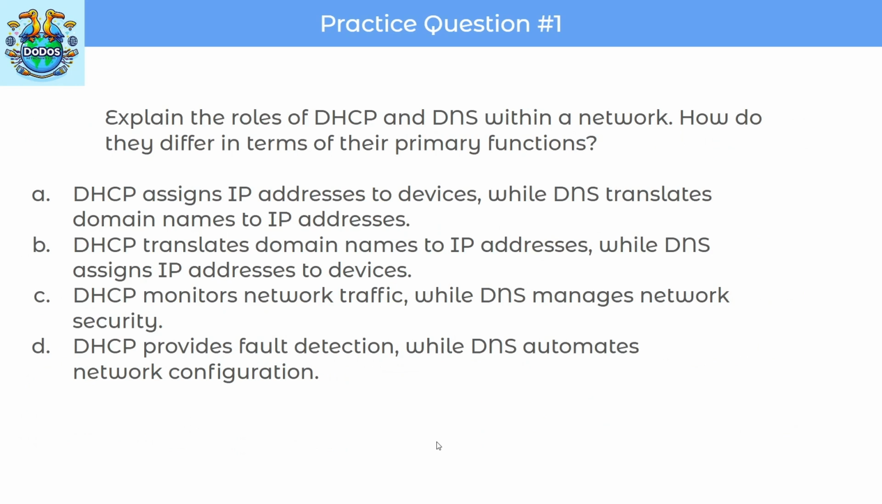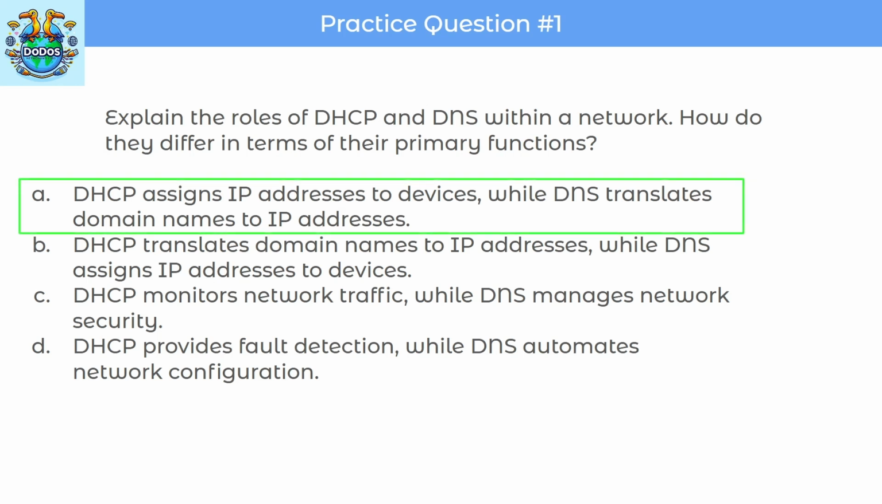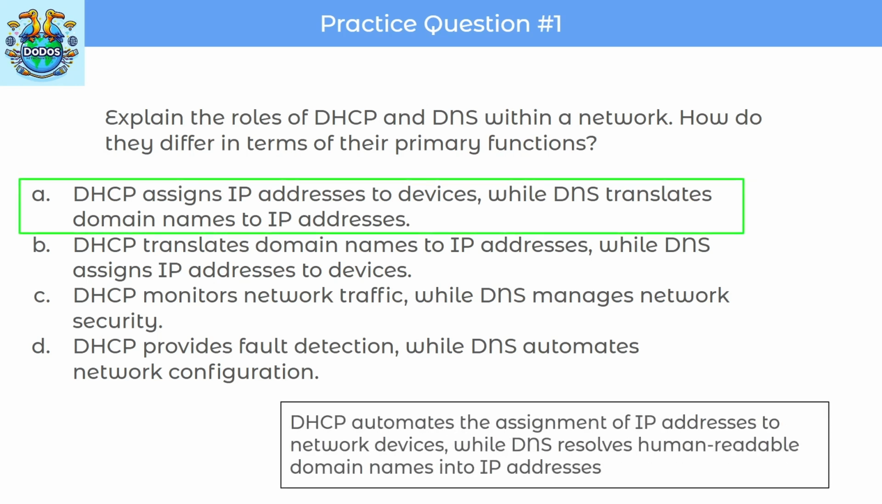So let's go through practice questions. Explain the roles of DHCP and DNS within a network. How do they differ in terms of their primary functions? So read the questions, pause the video, and tell me if it's A, B, C, or D. The answer is A. DHCP automates the assignment of IP addresses to network devices, while DNS resolves human-readable names into IP addresses.